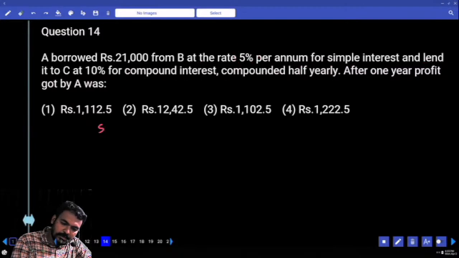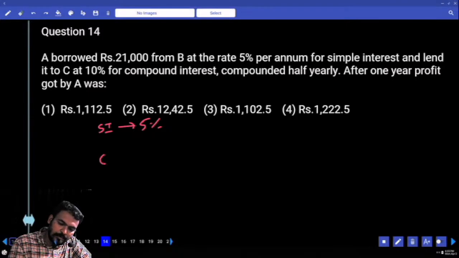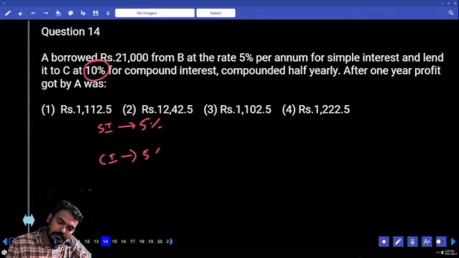First in simple interest, what interest are we getting? 5%. It is 1 year, so how much percent? 5%. Next, compound interest. What is the per annum rate of percent? 10%. Per annum rate of percent? 10%. Every 6 months 5%. First 6 months 5%. Second 6 months 5% plus 5% of 5%. What is the 5% of 5%?